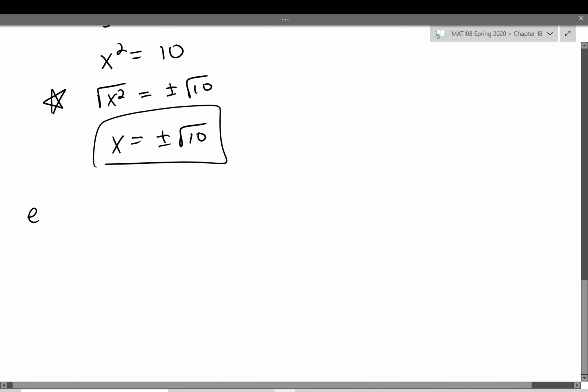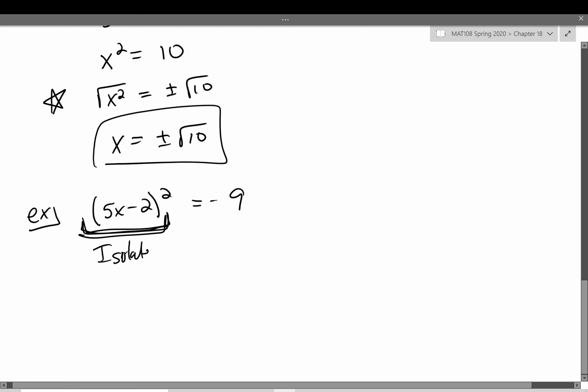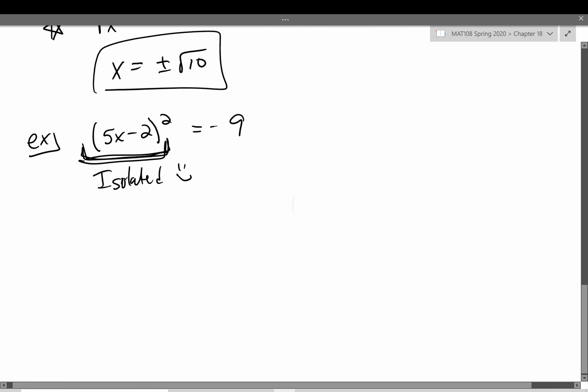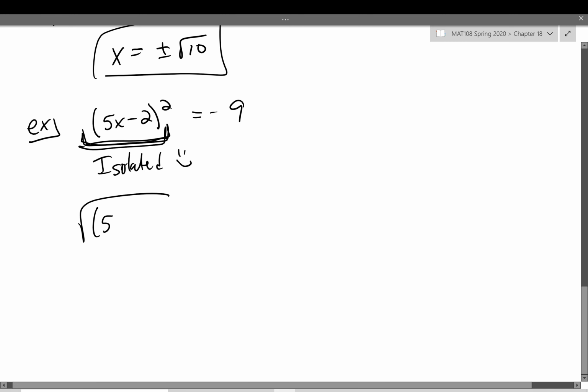Now, we have already been exposed to complex numbers. We've already seen stuff like that. So you have to remember that if I come across a problem such as this, notice my squared term is isolated. This is already isolated. All right, so I'll put a little smiley face. I can apply the square root property here. Just because I have that square root of negative 9, we know how to deal with that now.